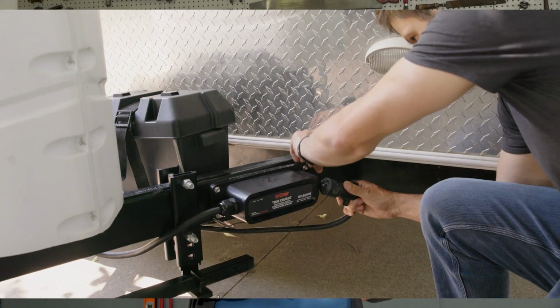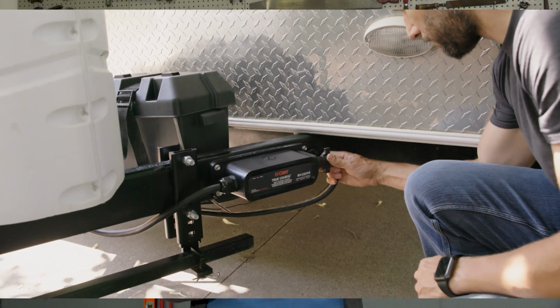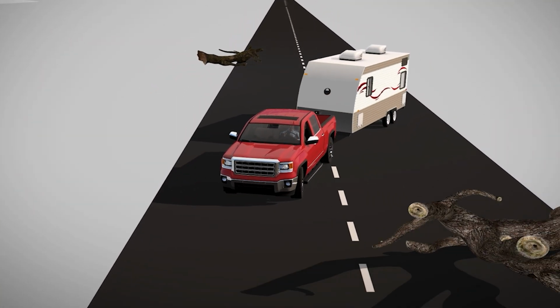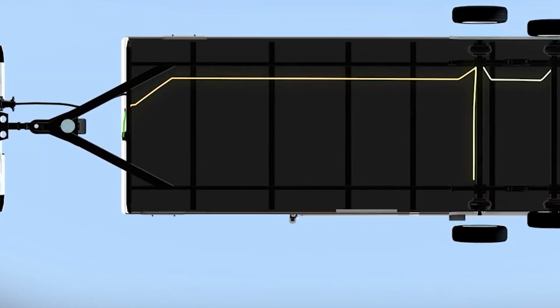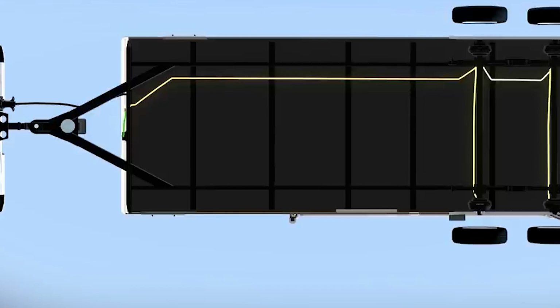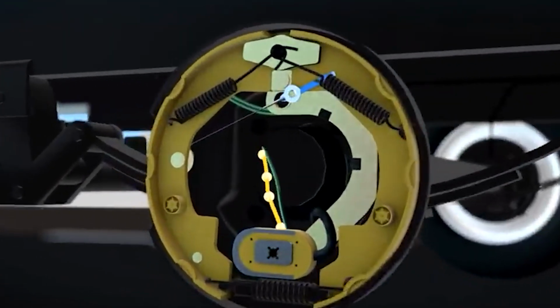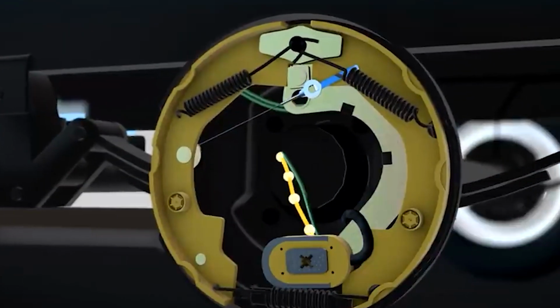The other option is an electronic sway control system. This type of sway control has a module that monitors the trailer's orientation. And when it detects dangerous trailer movement, the system automatically applies the brakes to stabilize the trailer and combat sway. This enhances towing stability, preventing the trailer from swaying excessively, which can lead to loss of control.